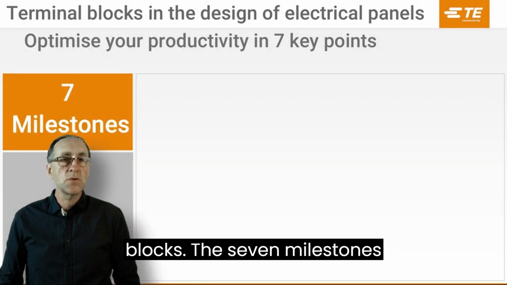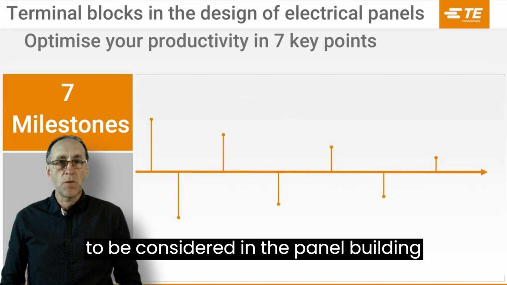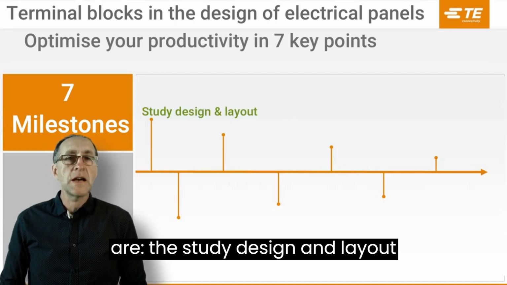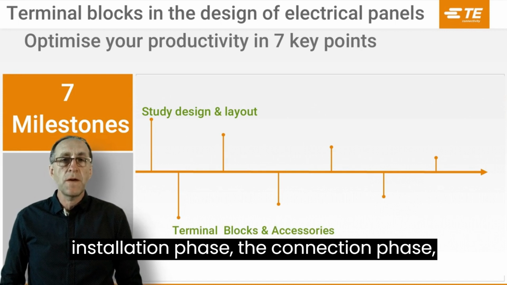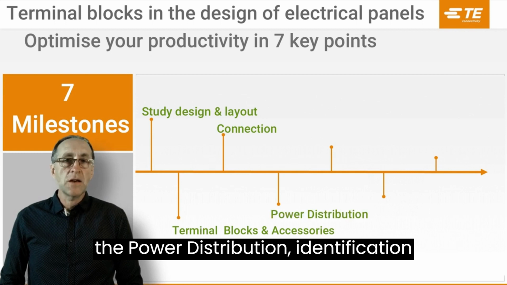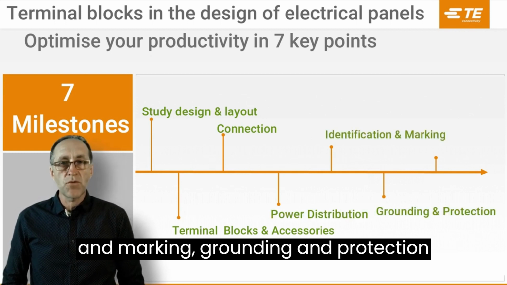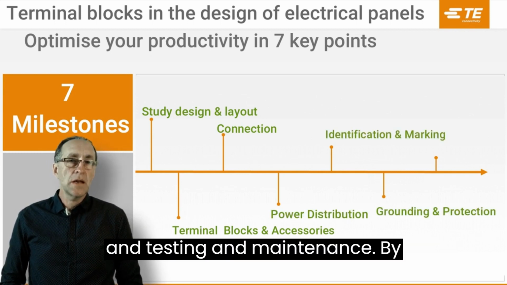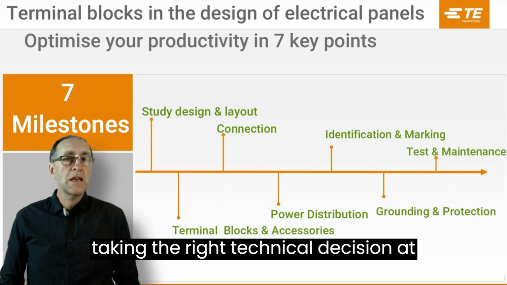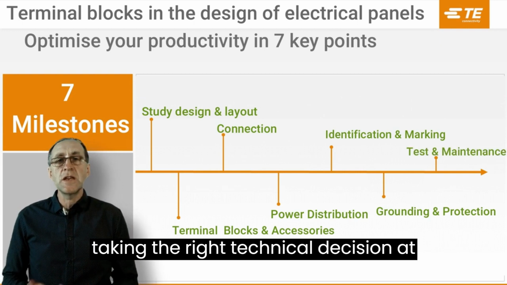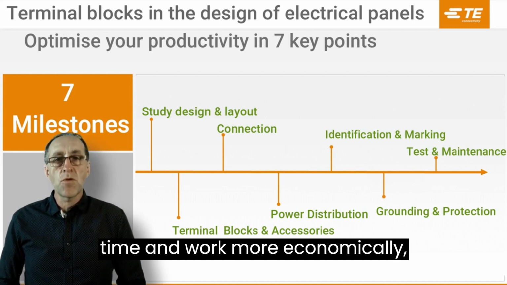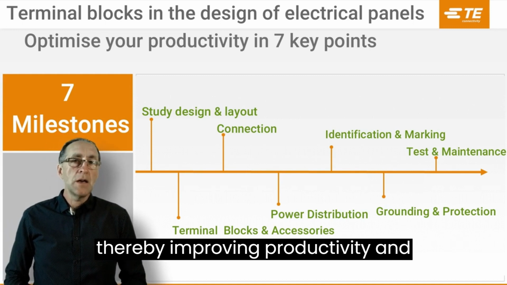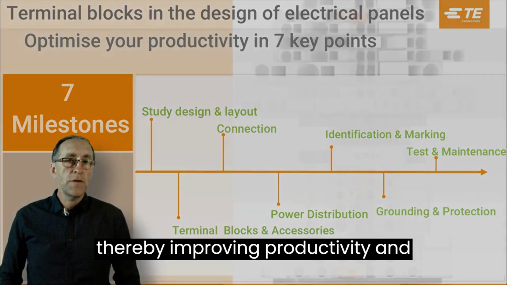The 7 milestones to be considered in the panel building are the study design and layout phase, the thermal block and accessories installation phase, the connection phase, the power distribution, identification and marking, grounding and protection, and testing and maintenance. By taking the right technical decision at each step, designers can save a lot of time and work more ergonomically, thereby improving productivity and efficiency.